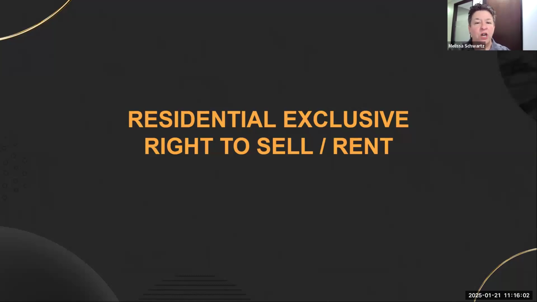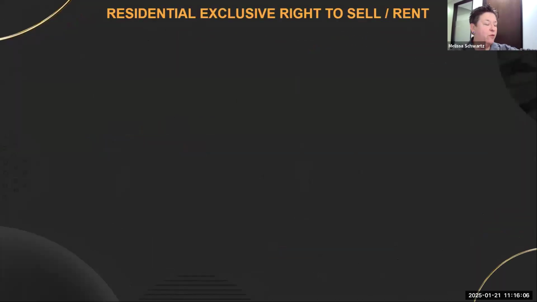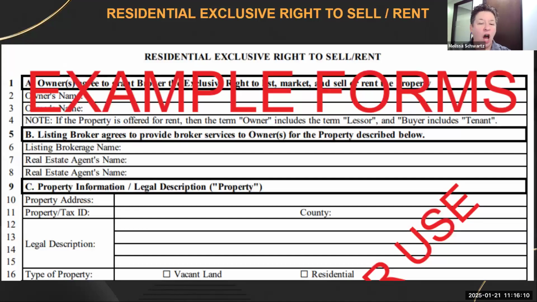Similar forms, quick. So residential exclusive right to sell or rent. This is the other big one. Oh, we're doing pretty good, actually. Okay. So top of this, pretty similar. Remember, legal description, property tax ID. Please always put that on there.